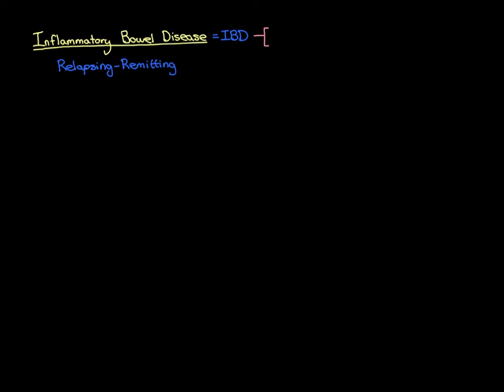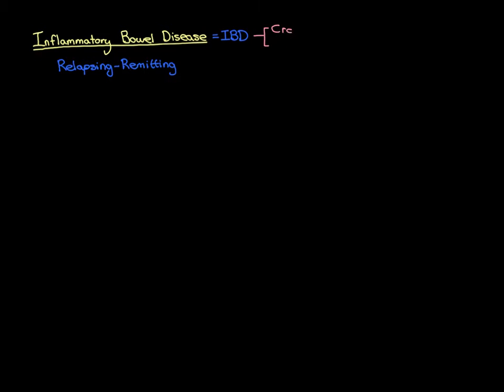So I'll write this down here. I'm going to keep things simple. We're just going to discuss two forms of inflammatory bowel disease, which are by far the two major forms of inflammatory bowel disease. However, there are other forms beyond these two. However, we're not going to discuss those. We're just going to do the biggies.